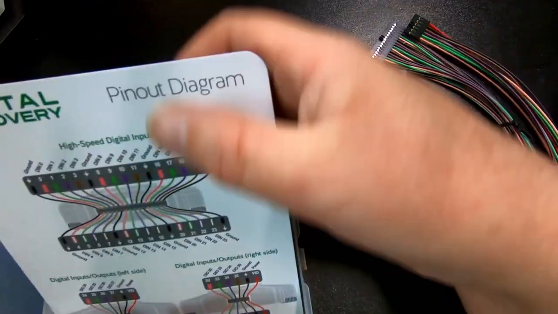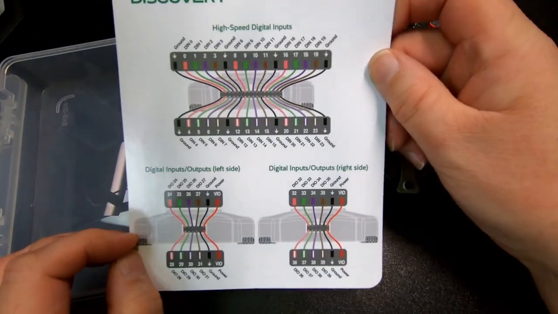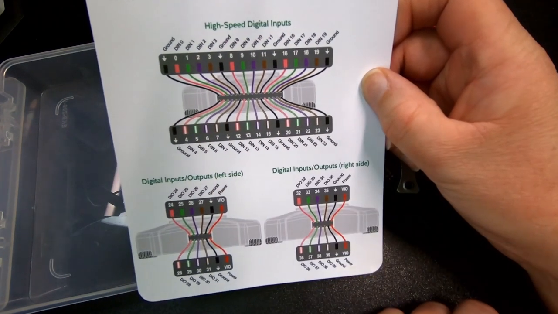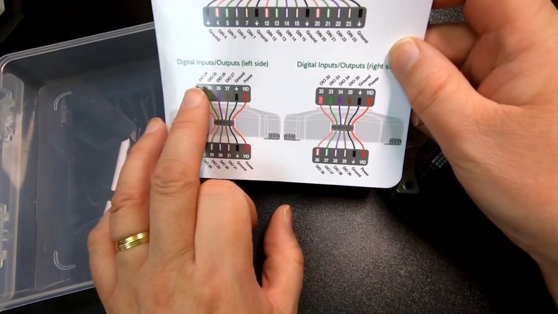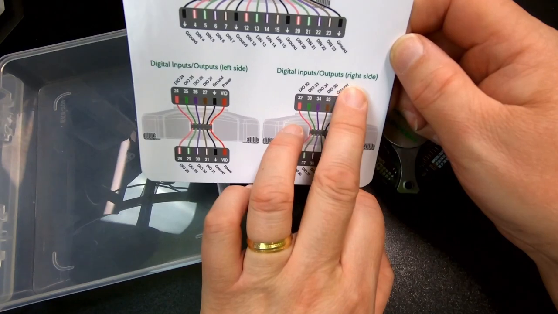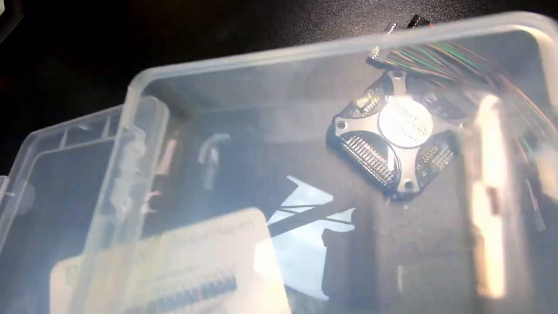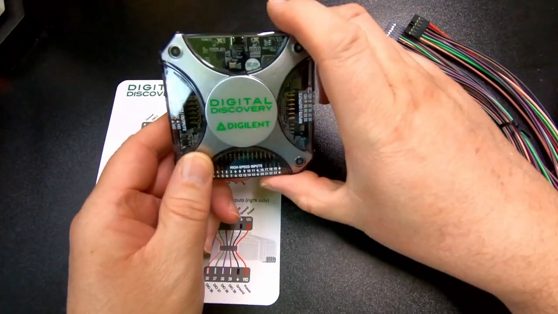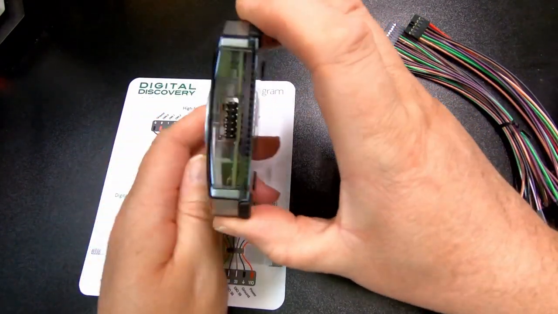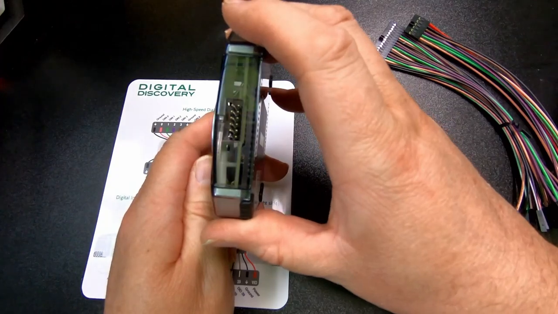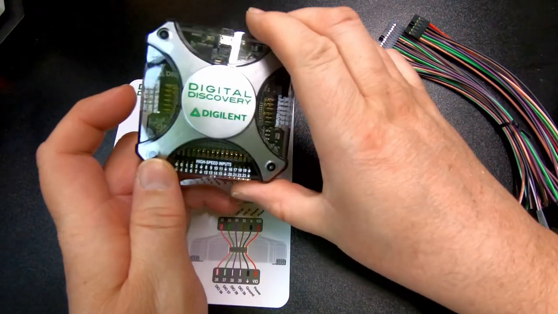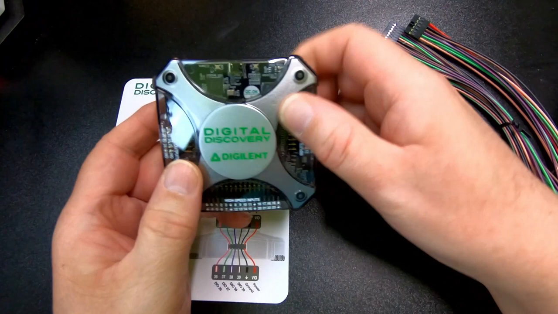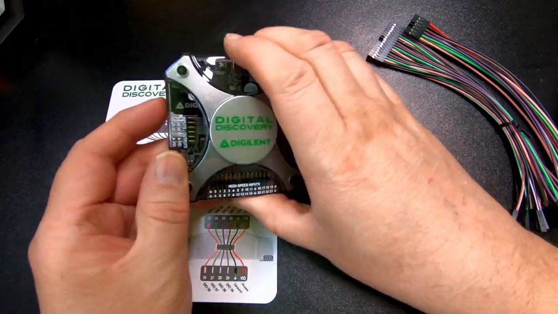And then we have a connection card showing the interfaces. And actually, this is a high speed digital input, so there. And then there's digital input outputs, on both sides of the unit. So it's got one connector to connect on there, another one there, and another one there, and then there's the USB connector there. Quite a nice little package.